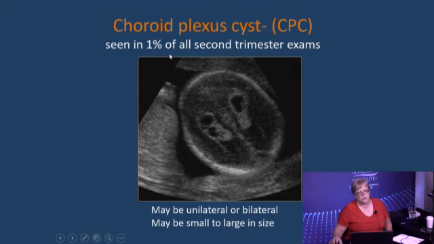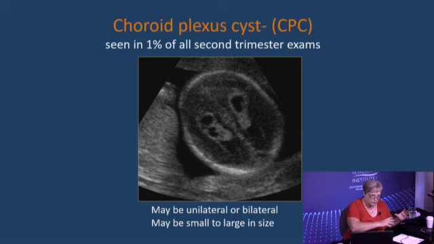But we've seen them in about 1 to 2% of all of our second trimester scans, maybe unilateral or bilateral, maybe small or large. We used to measure and count them and everything. You don't need to do that anymore. If they're really huge, start looking for other things. Again, seeing these with other things is what leads you to think something else is going on.